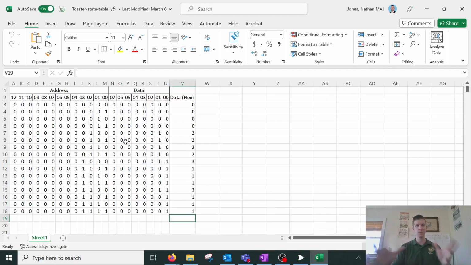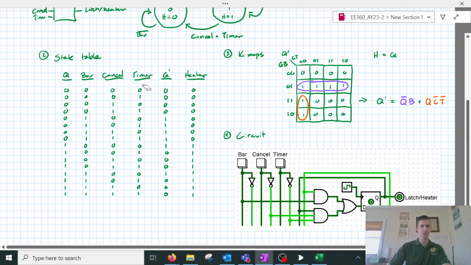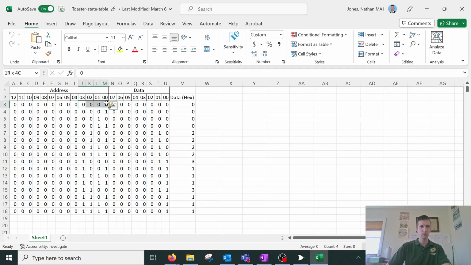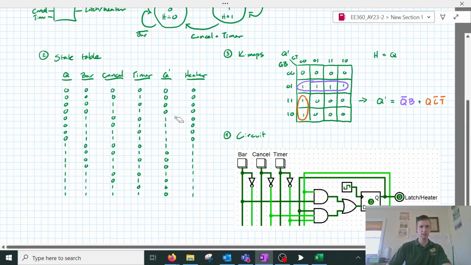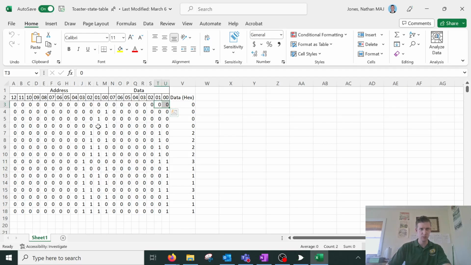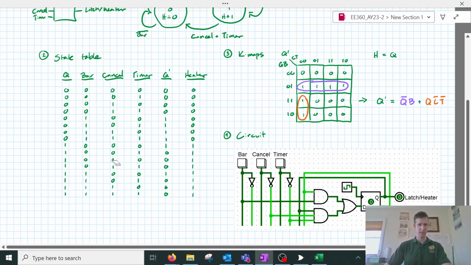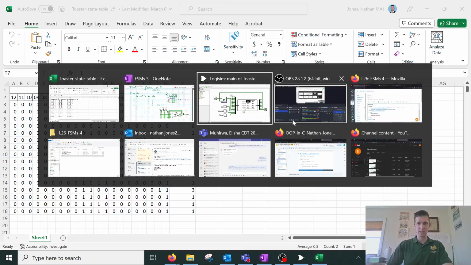This was the little table that I was working with. These 4 columns here became Q, bar, cancel, and timer. And so when they are all 0, then my outputs were right here. Q prime and heater were both 0s. I'll jump to a more interesting one here. In this row, 0, 1, 0, 0, my outputs are 1, 0. So this Excel sheet is directly taken from this state table here.